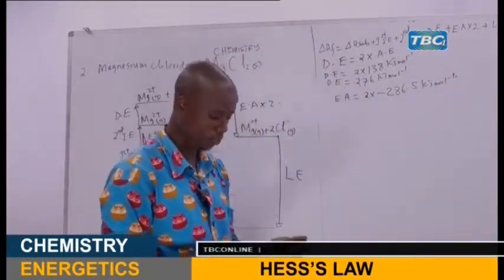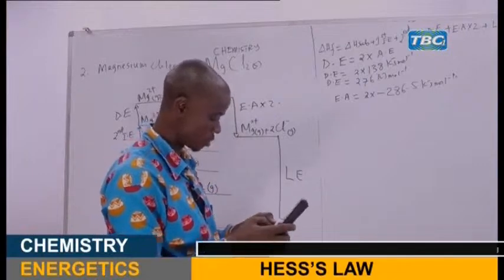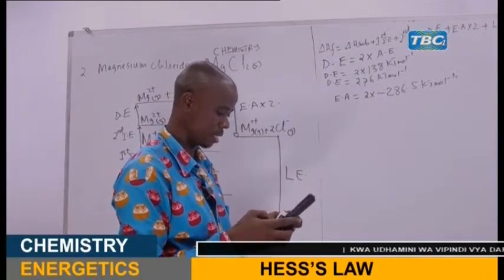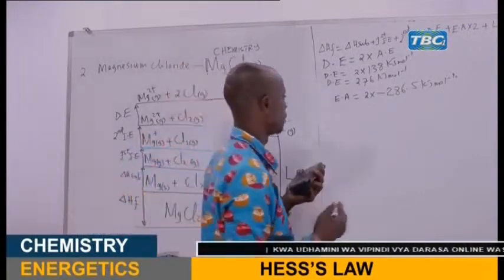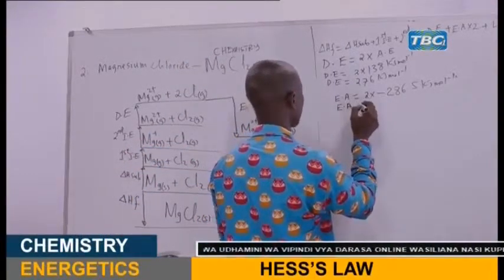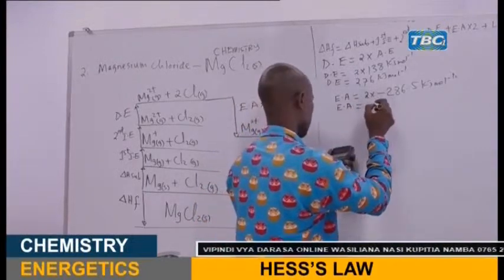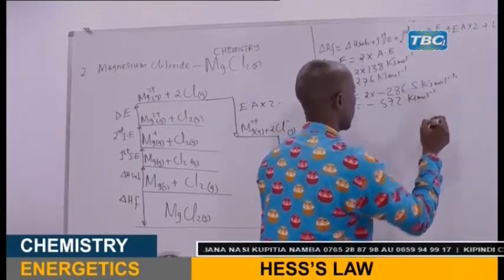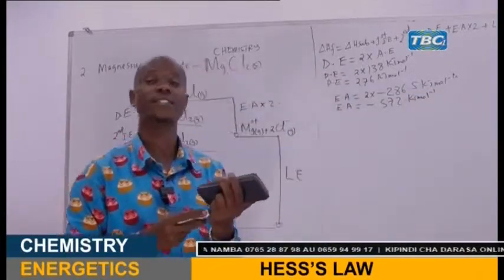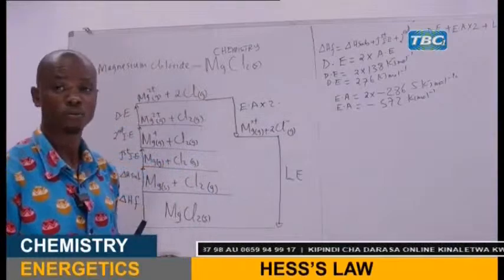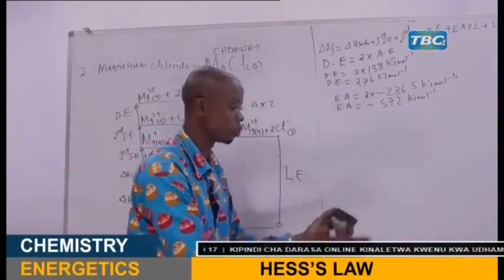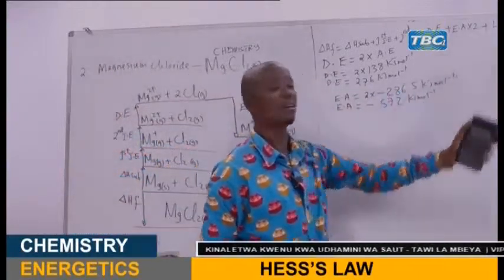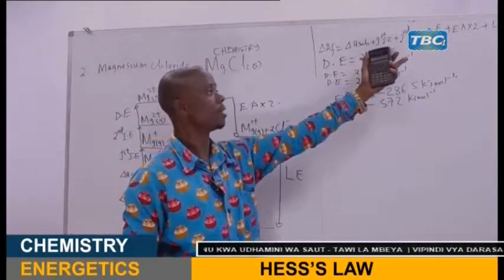When you use your calculator to find that one, 2 times negative 286, you are going to get electron affinity equals negative 572 kilojoules per mole. So that is a simple way to analyze the data given. From there now, because we are looking for lattice energy, you can make it the subject.